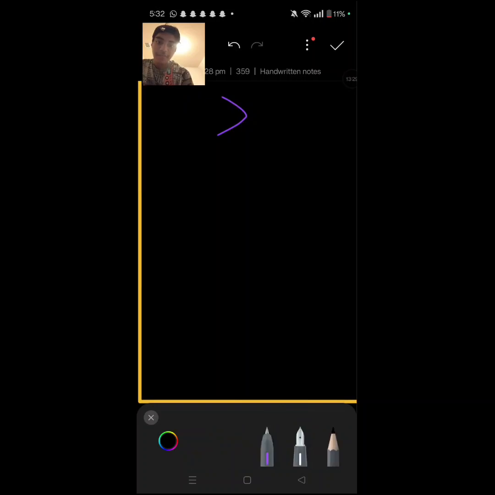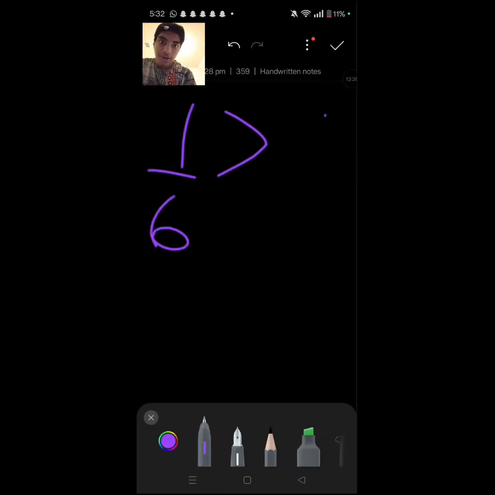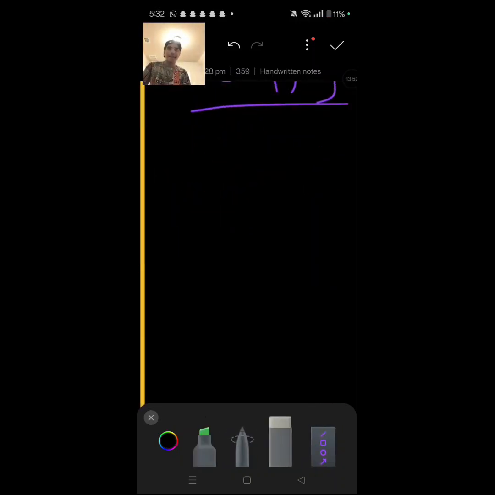When else does it change? When you're reciprocating. If you've reciprocated it, 6 is greater than 4, but 1 upon 6 is not greater than 1 upon 4. Basic fractions: let's say you have a pizza. You divided the pizza into 4 slices. Second pizza, you divided it into 6 slices. Which slice will be bigger? In which pizza? The pizza in which you have divided it into 4 slices, right? Because the quantity of each slice will be more. So based on fractions also, if you reciprocate both sides, the inequality sign will shift.